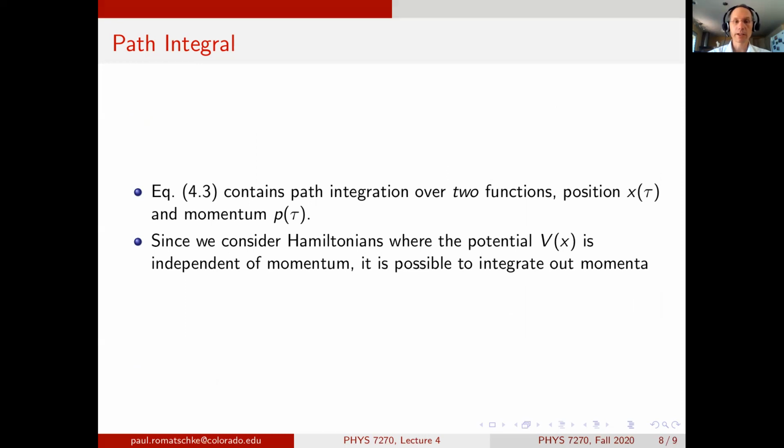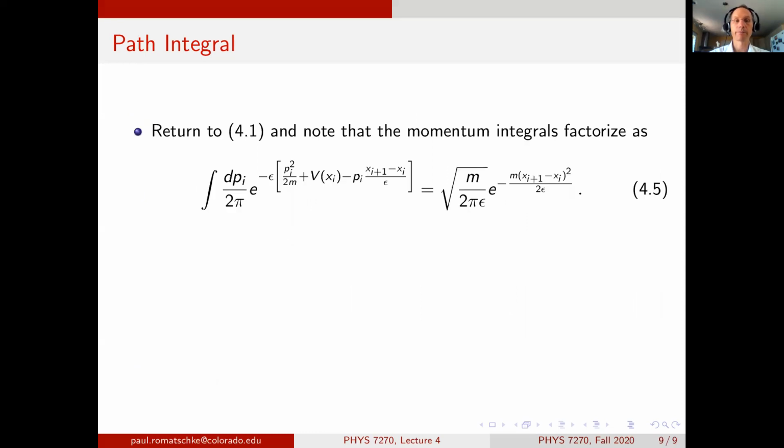Since in this lecture we consider only Hamiltonians where the potential V of x is independent of the momentum, it is possible to integrate out the momentum, and we get a simpler expression for the path integral. To do that, it's most convenient to return to the discretized version of the path integral. So if you look back at formula 4.1, that was the start of today's lecture, you'll find that the momentum integrals actually factorize, and they are all of the form here, where we have a momentum integral times a Gaussian, essentially. We can integrate out the momenta p_i, and we get the right-hand side here.